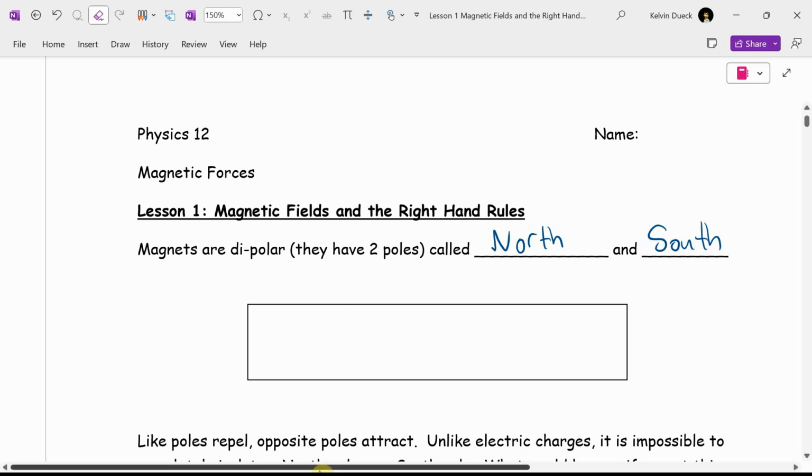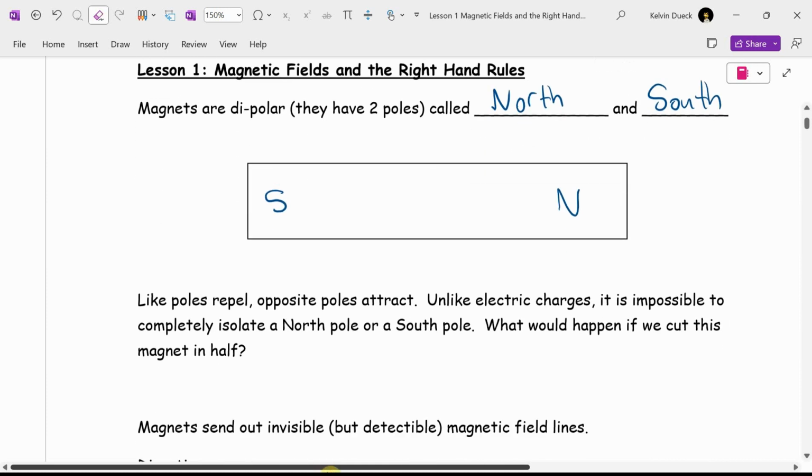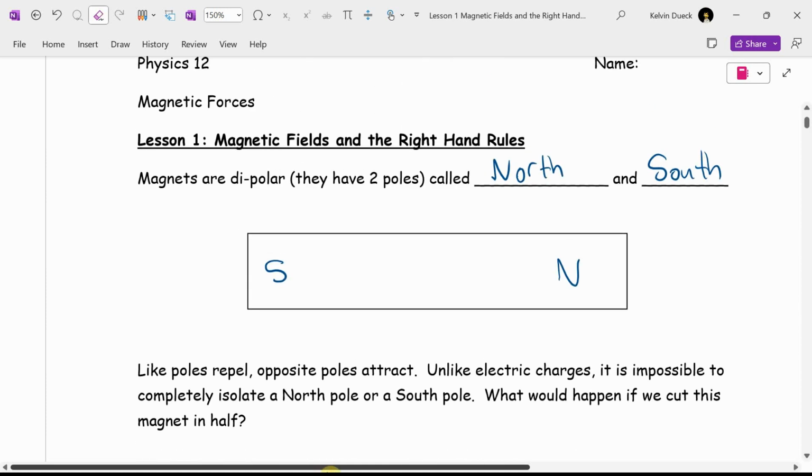In other words, if this is a magnet here, a bar magnet, we would have a north pole on one side and a south pole on the other side. In the same way that like charges repel, like poles repel, unlike poles attract. If you've ever played with a magnet and tried to force it together and felt it resisting you, it was because you were trying to push a north towards a north or a south towards a south.